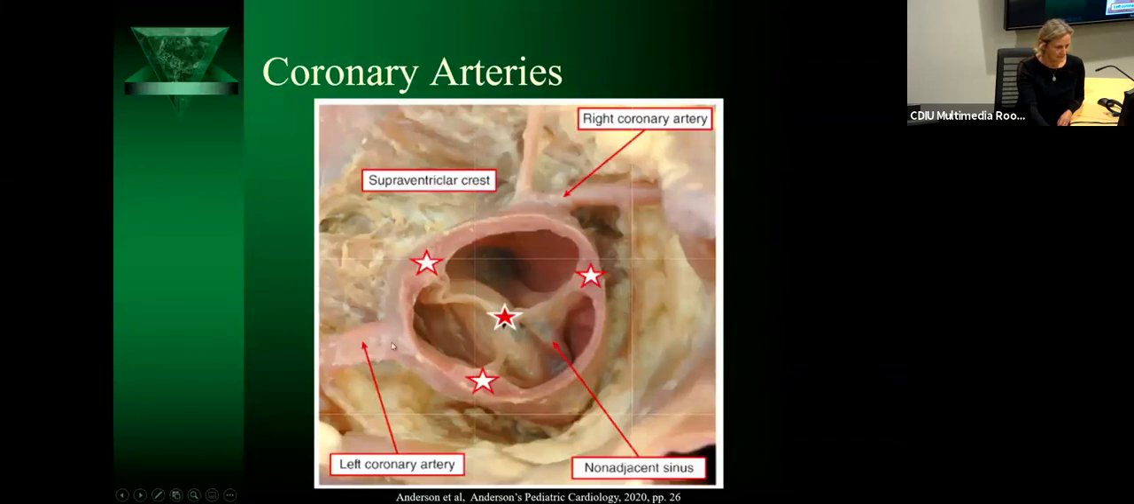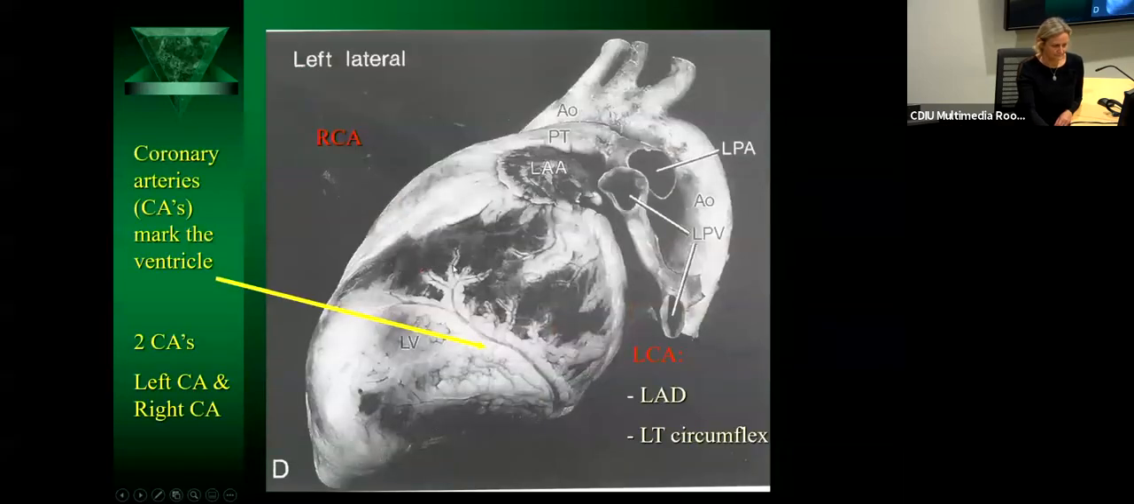We'll see the left coronary artery. So this one's kind of twisted around, so you have to imagine that it's turned. But there's the right coronary artery, which would be going off to the right ventricle, and the left coronary artery, which would be going down to the left ventricle. And so you can see the coronary arteries on the surface of the heart.